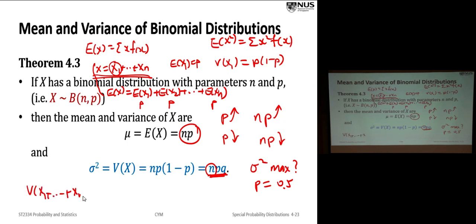How about this one? If I want to follow the idea, if you recall the properties of variance, it is the variance of x1 plus the variance of x2 plus up to the variance of xn. Is that it? Do I have other terms?